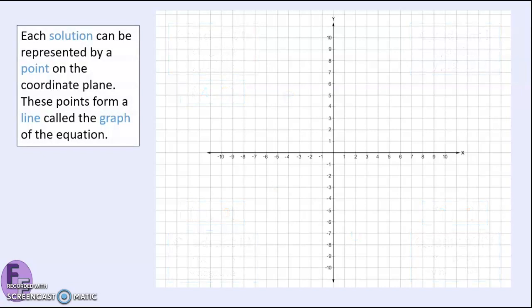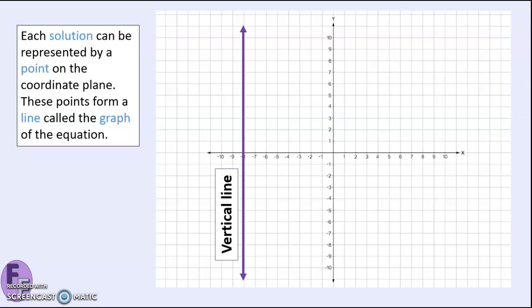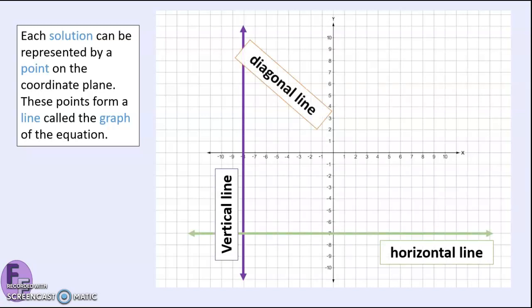Each solution can be represented by a point on the coordinate plane. These points form a line called the graph of the equation. Lines can form in many directions. Vertical lines go up and down. Horizontal lines are across, and diagonal lines are on an angle.